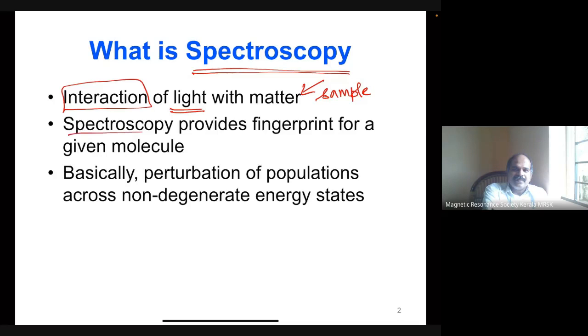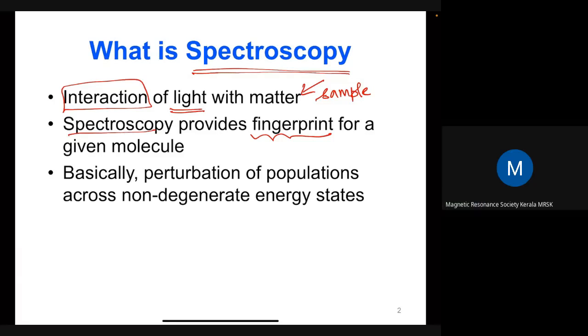You can imagine each type of spectroscopy gives a certain fingerprint for a given molecule, meaning that you can never characterize a human being just with one given characteristic, for instance, height or weight or eye color or hair color. It's very difficult to characterize a human being just with one parameter. Spectroscopy is also like that. You cannot do a single type of spectroscopy and then expect to have characterized that molecule.